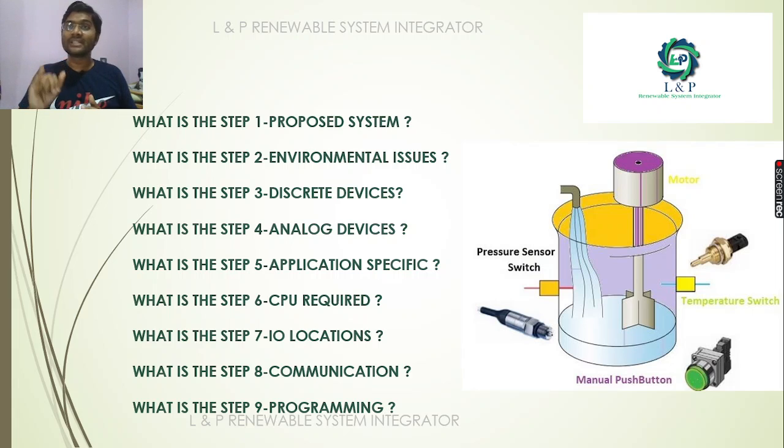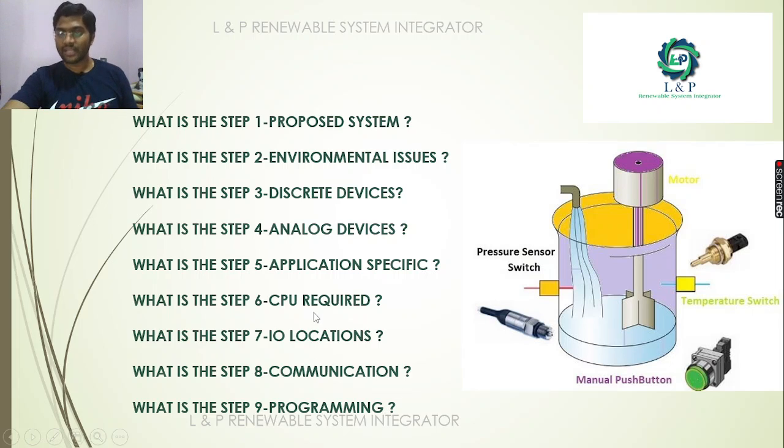And point number 6 is what sort of CPU you're going to choose, because based on the number of IOs, the data memory and the program memory, you're going to choose the CPU. The next thing is the IO locations. Whether a local controller is sufficient to handle the IOs, or you need any remote IOs. Those things you need to decide. Step number 8 is how you're going to communicate with your system, what sort of communication you're going to establish. And the next step is that you're going to program.